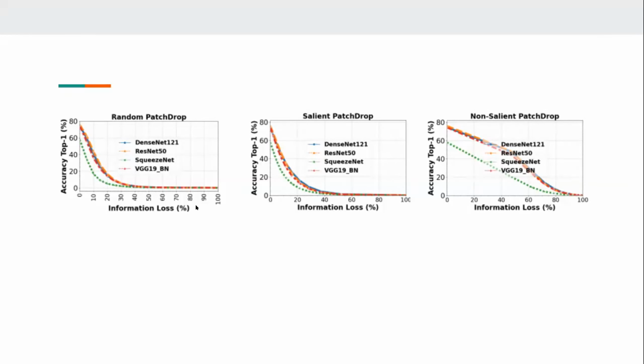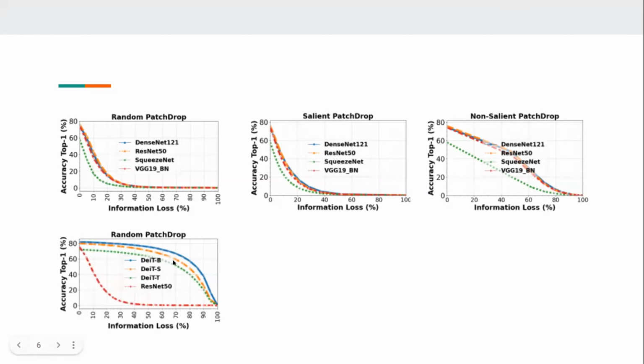Can you just explain? Oh yes, information loss. This is basically what percentage of the patches have been dropped or blacked out or masked out. So 0 would be the original image, whereas 100 would be there is no image at all. It's all black pixels. And so 50 would be half the image has been either randomly dropped, or the foreground has been dropped, or the background has been dropped. Okay, good. Okay.